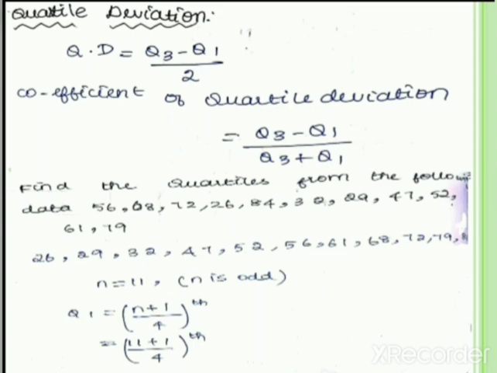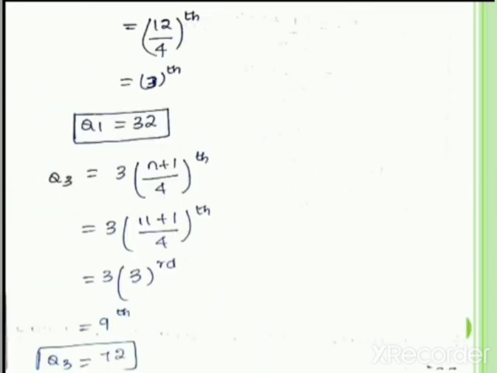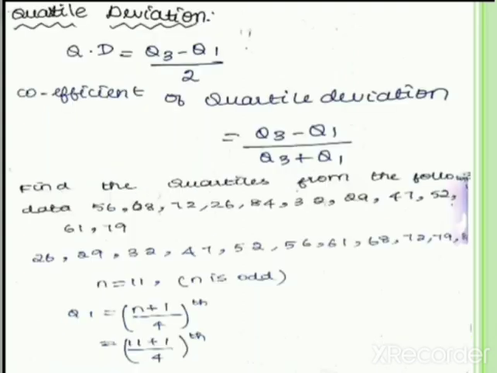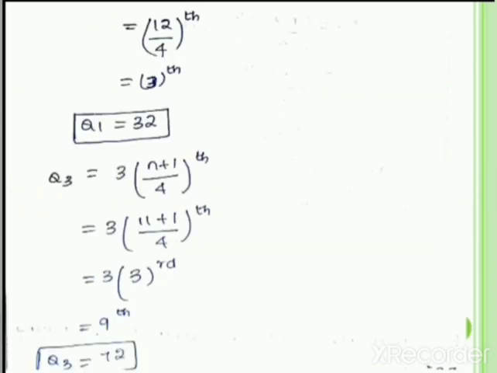Our formula is Q1 is equal to the (n plus 1) by 4th item. So 11 plus 1 by 4th observation. 11 plus 1 is 12. 12 by 4 is the third observation. So what is our third observation in the given data? 26 is the first observation, 29 is the second observation, 32 is our third observation. So our first quartile is equal to 32.